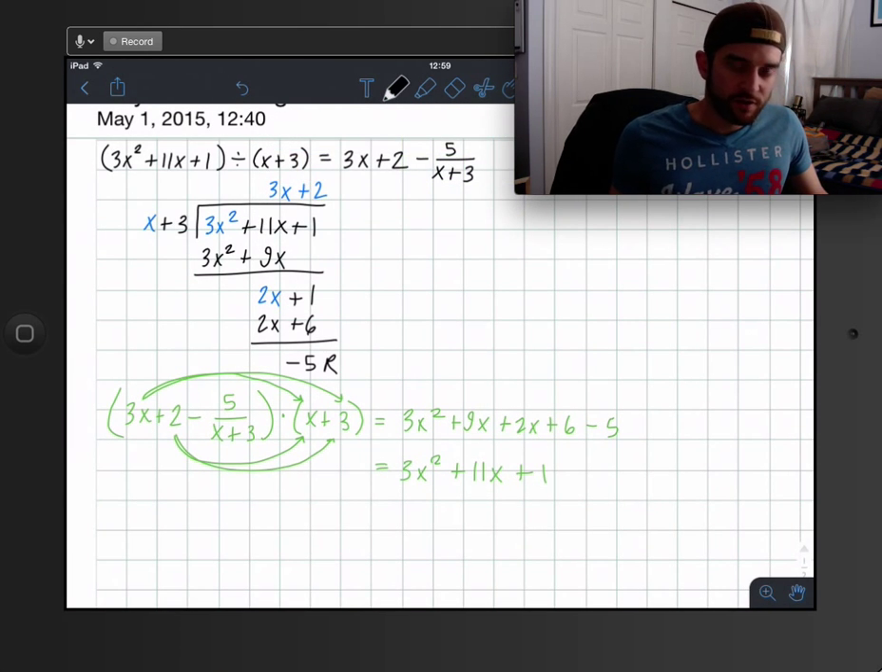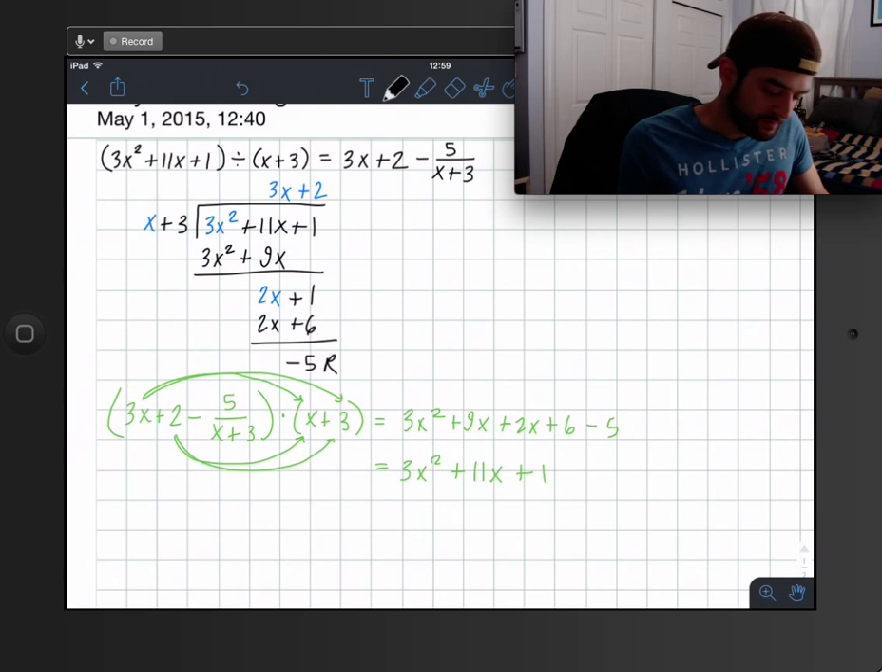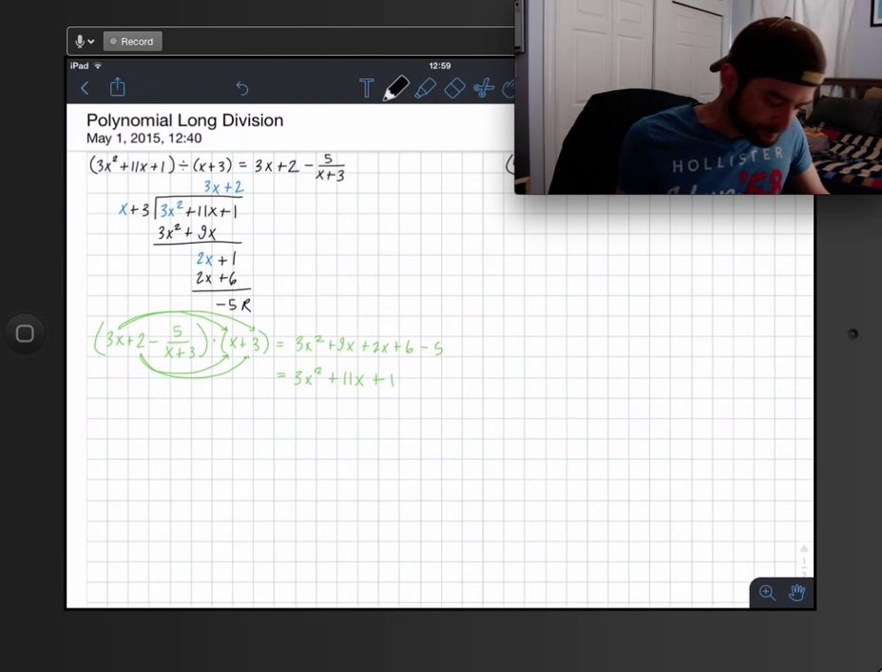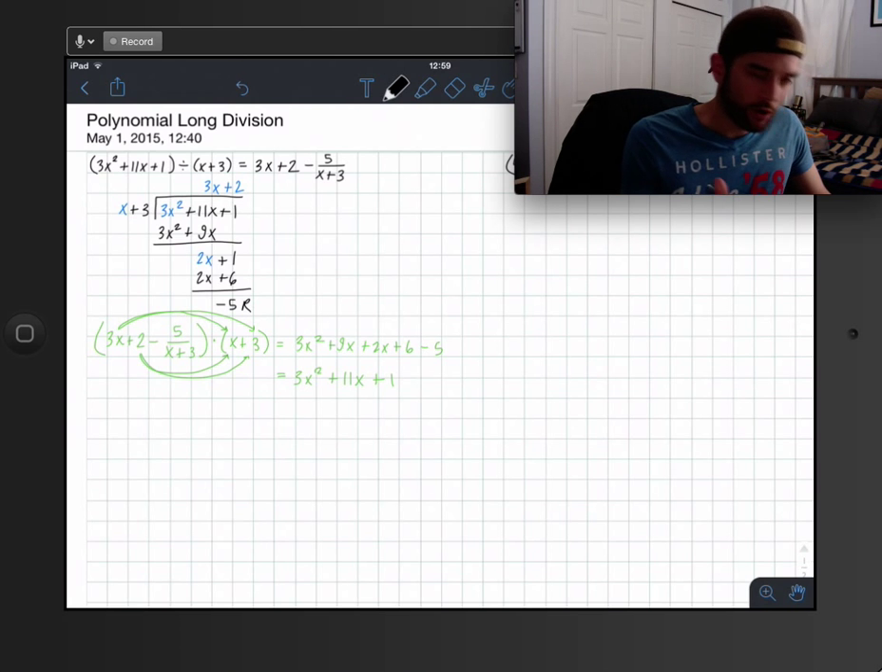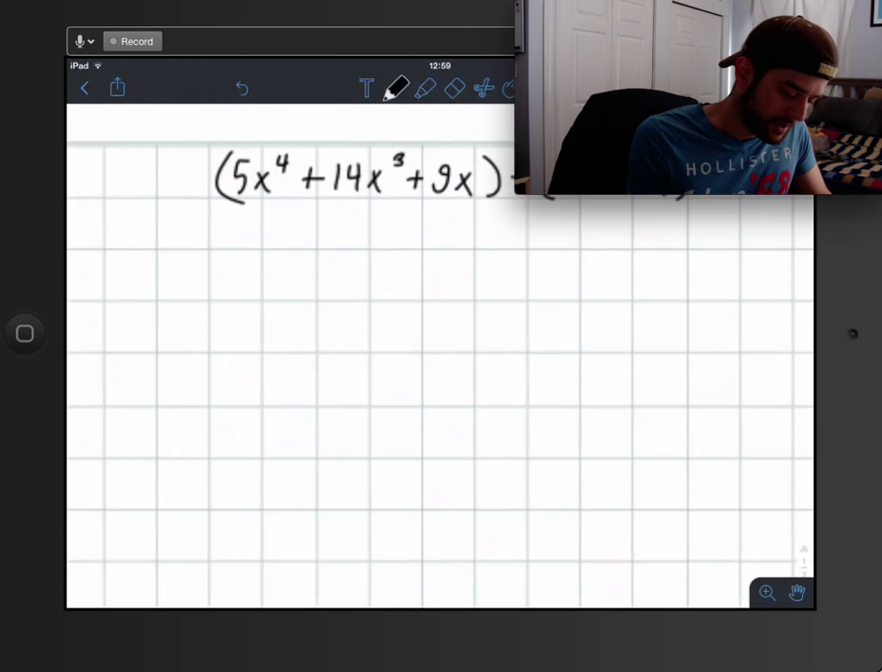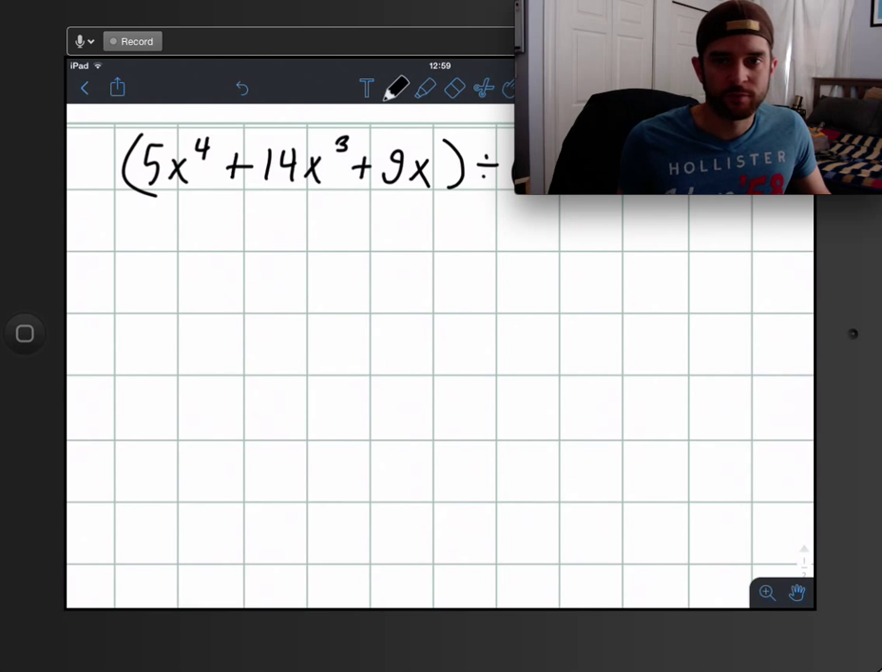With synthetic division, or with polynomial long division, and with synthetic division when we get there, there's a certain thing you have to do to ensure that all the terms line up. And it only occurs when you have terms that are missing.